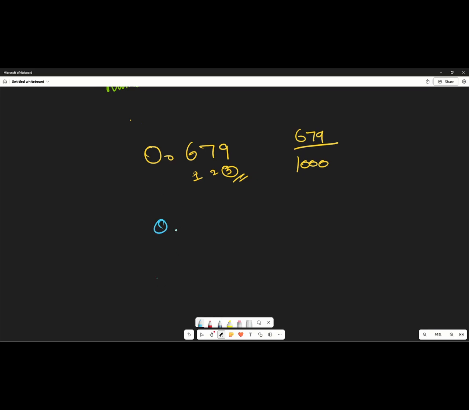If we take another number, 0.124, right, we get 124 by 1000. Even if it's 0.1240, that's still 124 by 1000, because if we had to include the 0, then we have to include another 0 in the denominator, and these zeros cancel. So we get 124 by 1000.